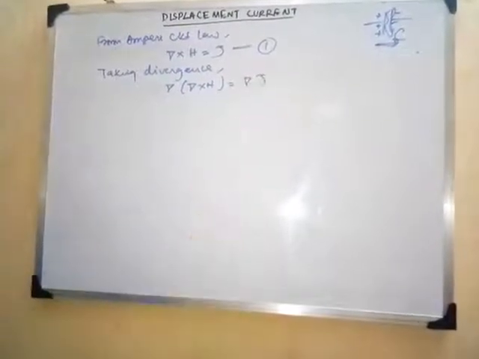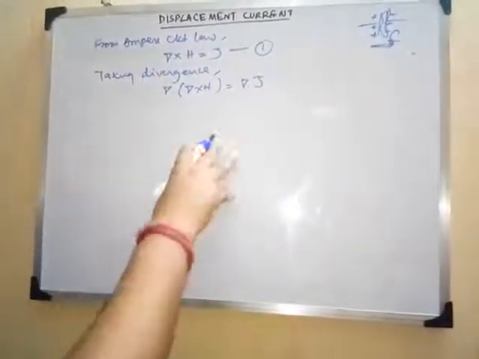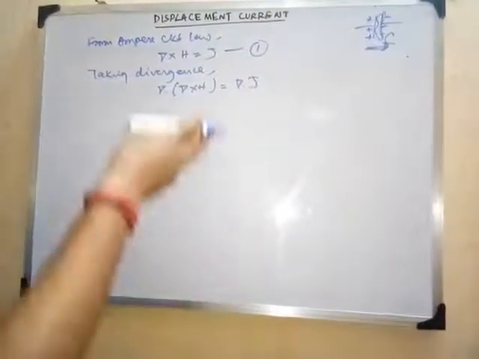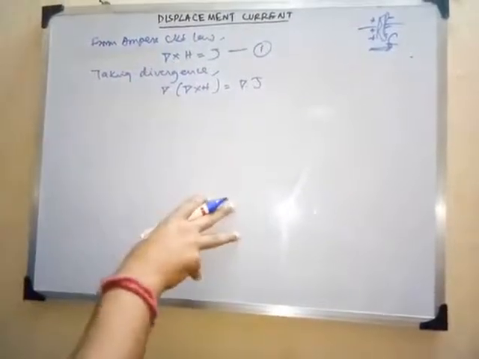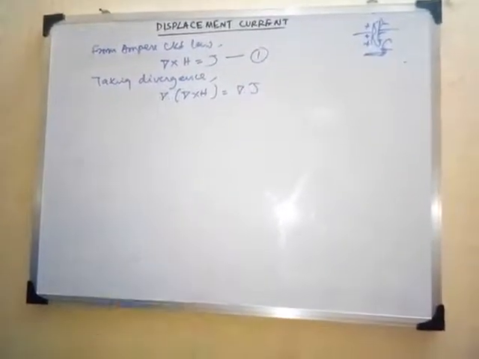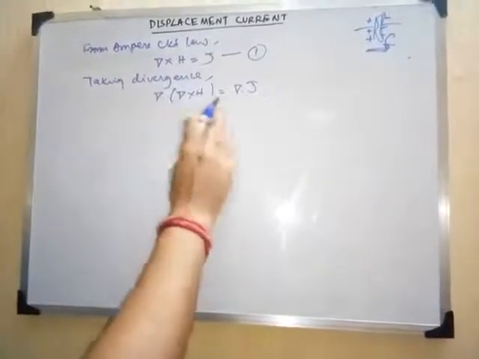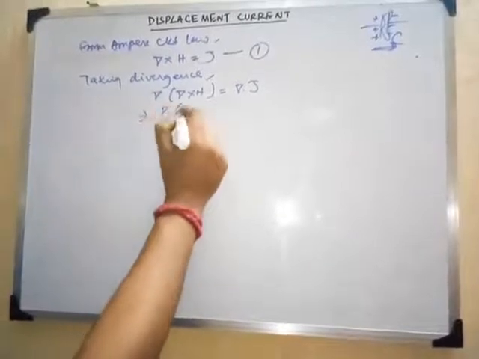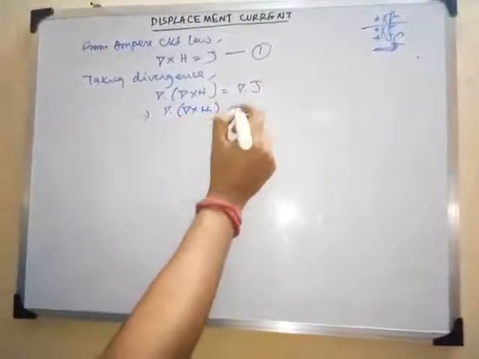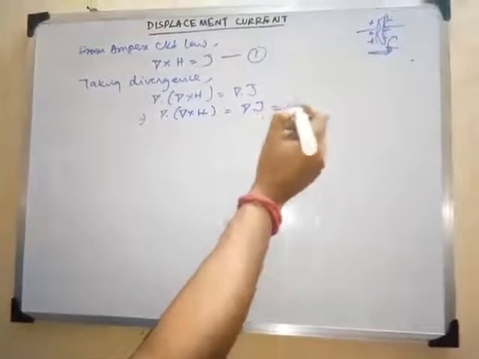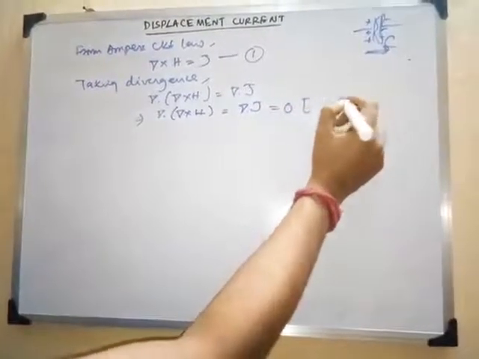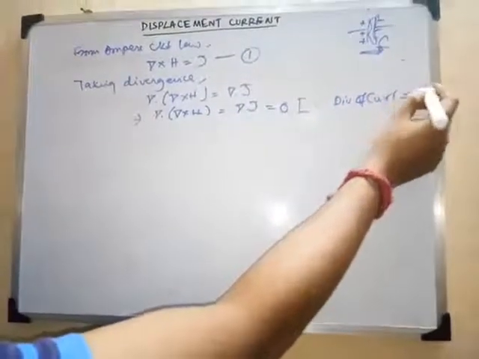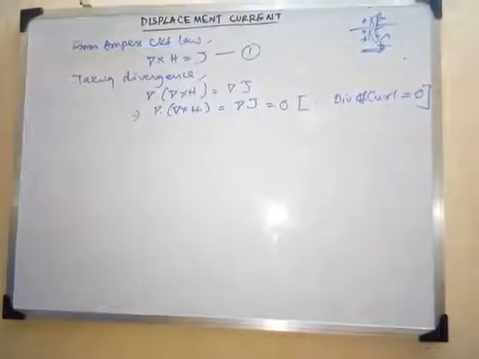These are similar concepts that we have discussed in earlier classes; it is just an extension of the concept that we have already discussed. Now we are applying this concept to evaluate the equation of the displacement current. So by taking the divergence we have obtained this, or we can write del dot del cross H equals del dot J equals 0. Why 0? Since the divergence of a curl equals 0, that we have talked about previously also.